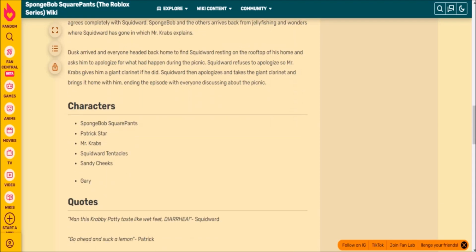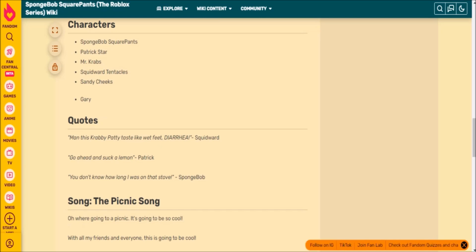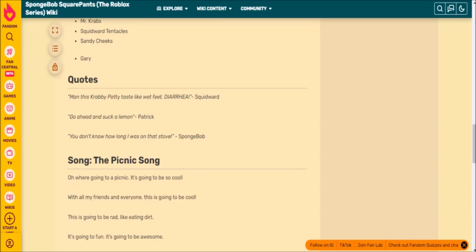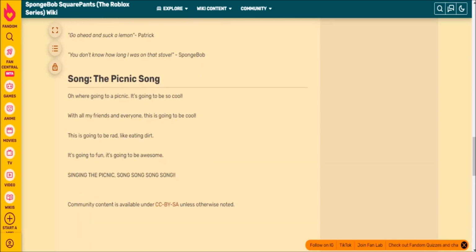Alright, so here are the characters: SpongeBob, Patrick, Mr. Krabs, Squidward Tentacles, Sandy Cheeks, Gary. I don't know why Gary's all the way down there, but whatever. Quotes: "Man, this Krabby Patty tastes like wet feet, diarrhea," from Squidward. "Go ahead and suck a lemon," Patrick. "You don't know how long I was on that stove," from SpongeBob, and we got the song, the picnic song.